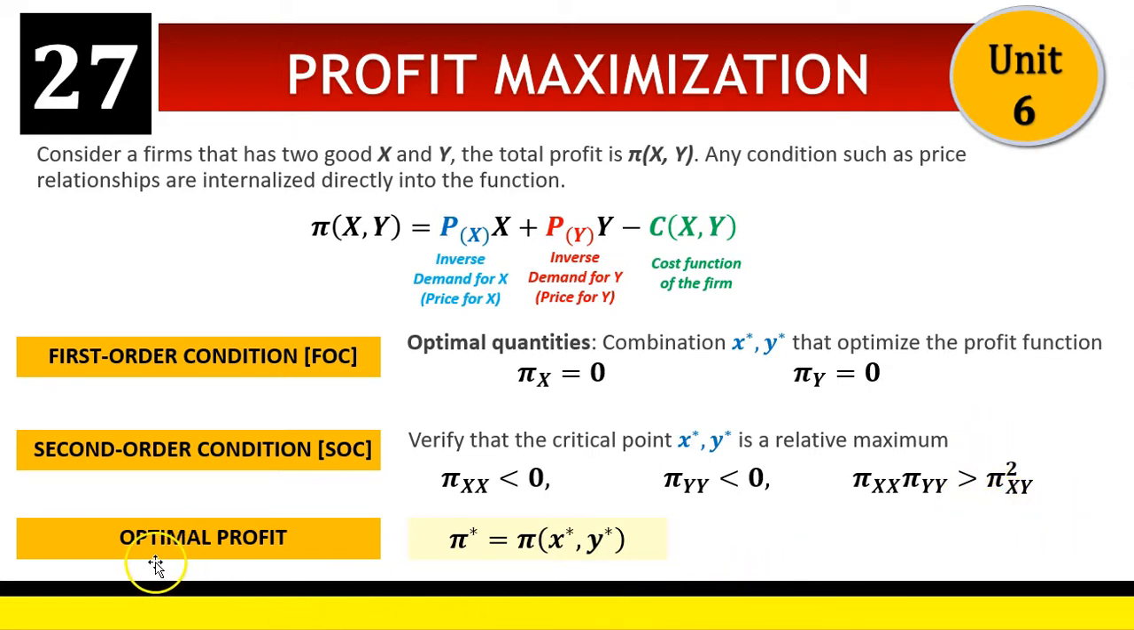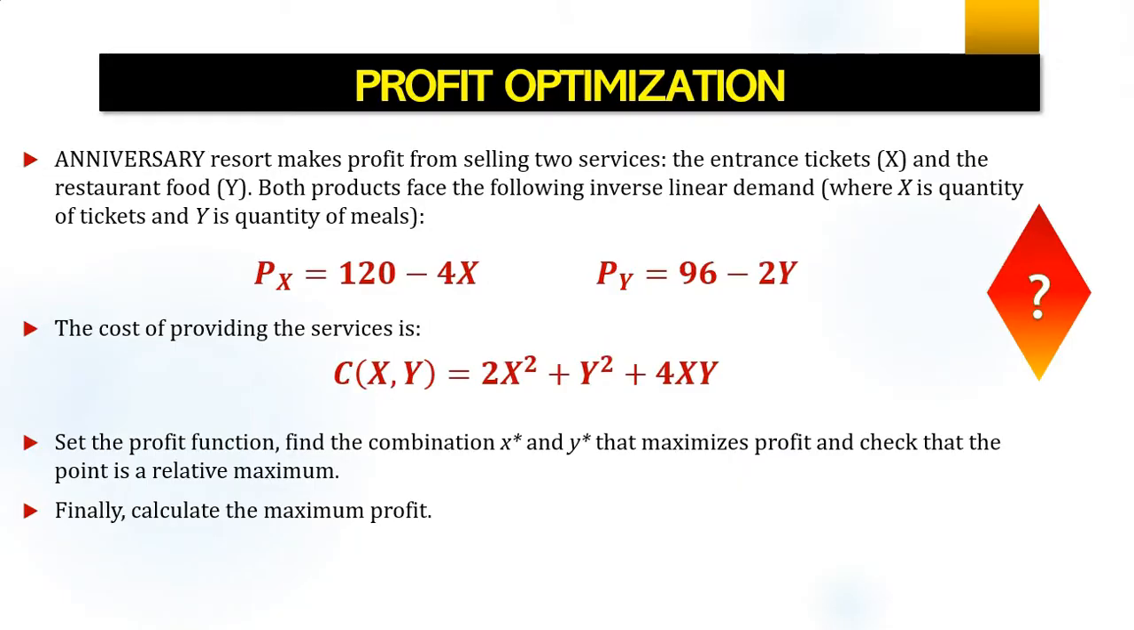Finally, in order to obtain the optimal profit, we just plug our critical points into the profit function. To illustrate how we maximize profits, let's solve the following example. Here we have the anniversary resort, which makes profit from selling two services, the entrance tickets and the restaurant food. Both products face the following inverse linear demands. And we have also the cost function.